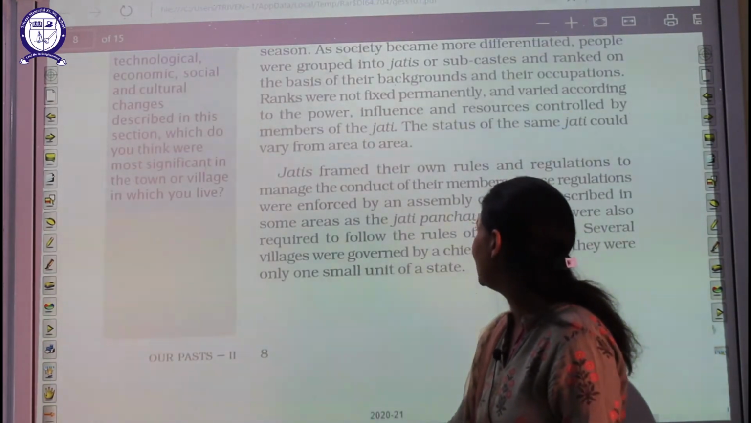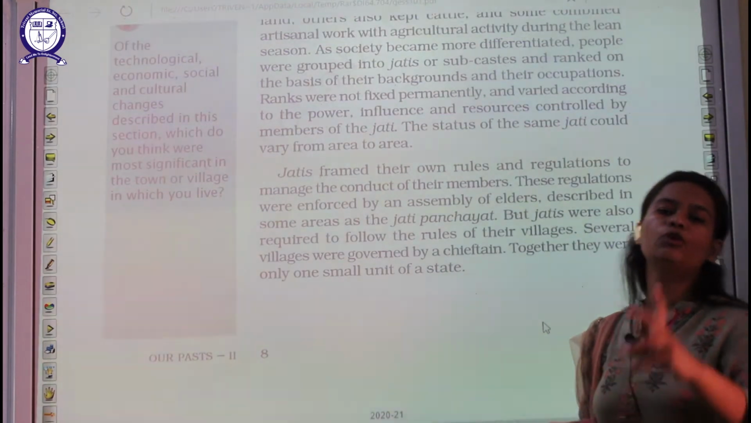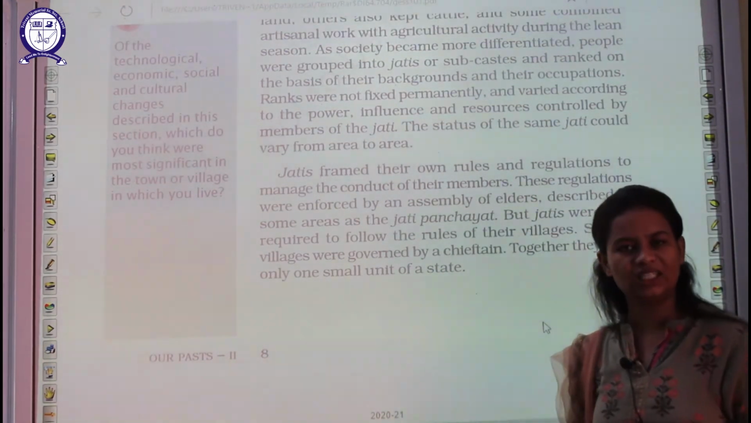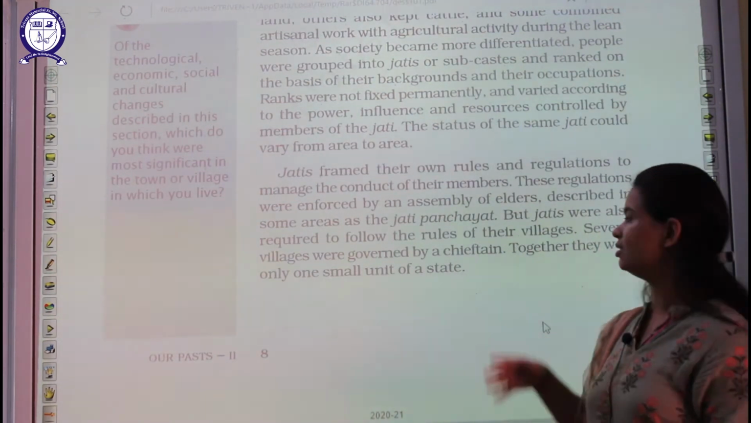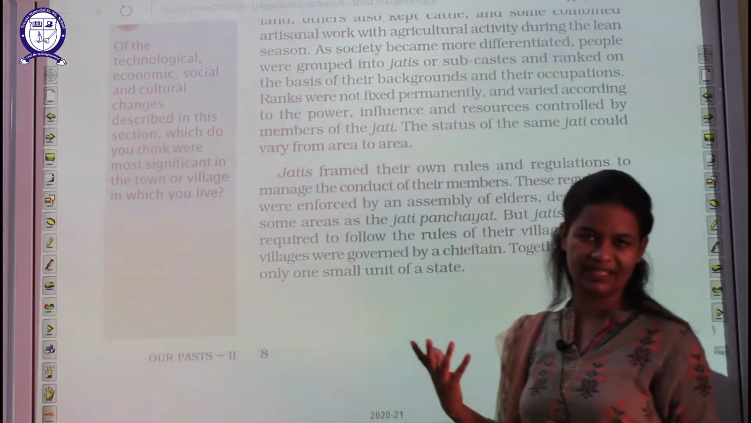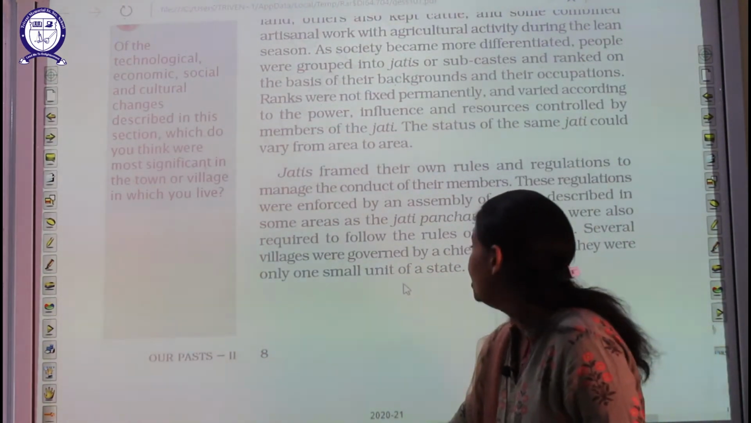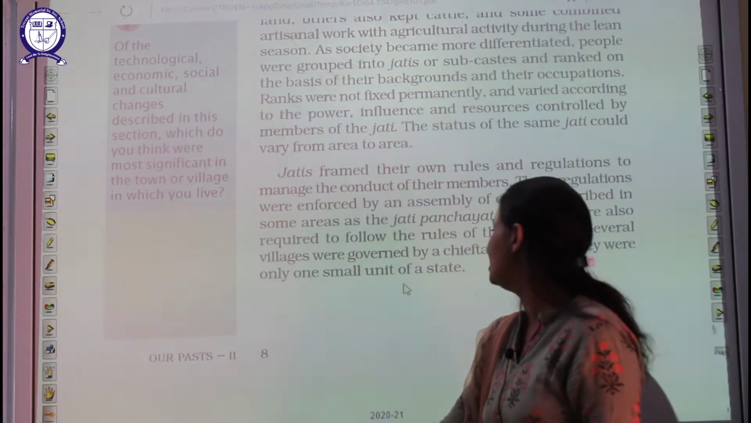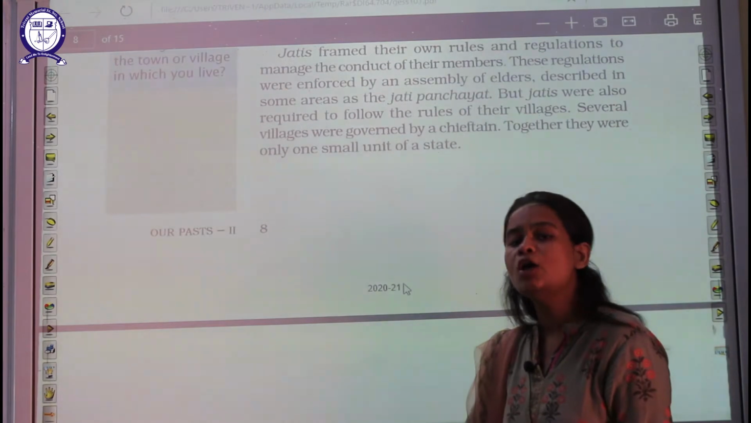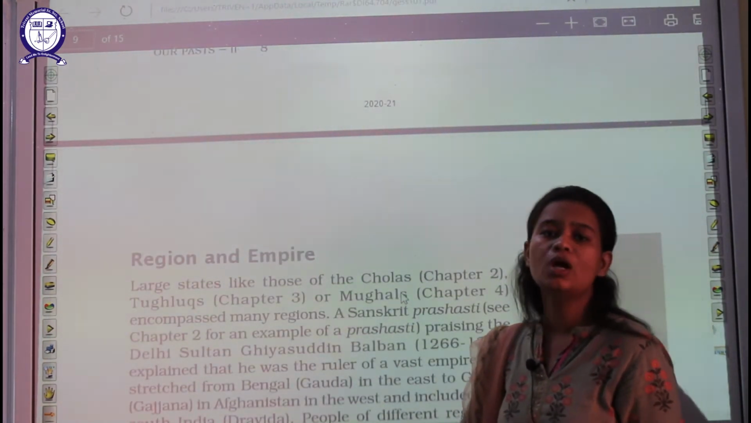And generally what happened, Jati Panchayat was responsible for providing a particular jati to a particular group of persons. Generally all these tribal groups were provided with low caste or low jati status, and there was a certain chieftain in each village. These chieftains were the rulers for these various jati groups, and they used to regulate and control them.